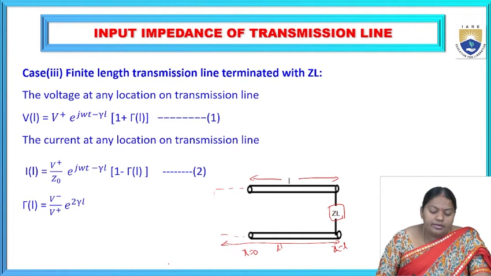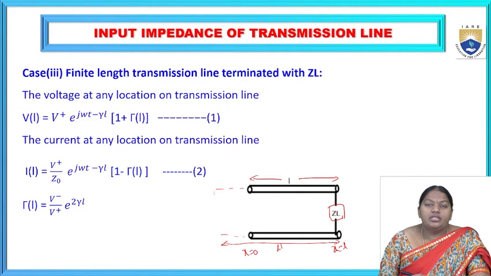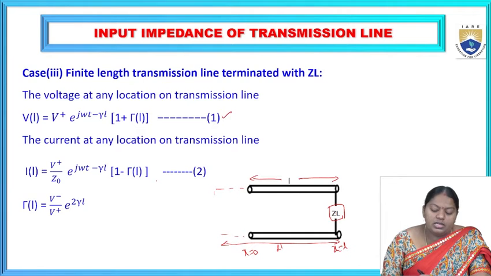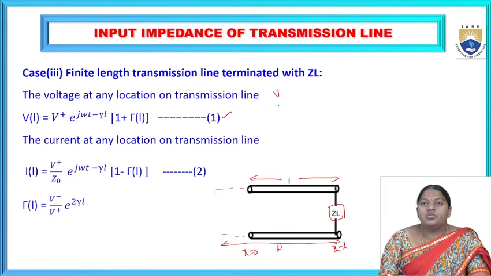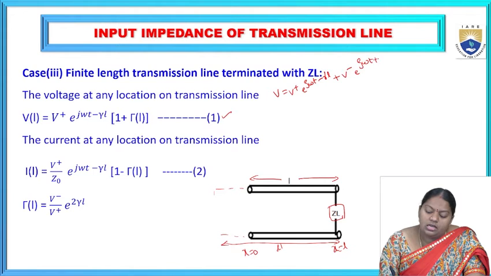In order to calculate the mathematical equation for the input impedance of a transmission line, first we are going to consider the voltage and current relations expressed for some finite length of the transmission line. The voltage at any location on the transmission line can be written in terms of the reflection coefficient as V of L, where L is the length of the finite length transmission line. V of L is equal to V plus e power j omega t minus gamma L into 1 plus gamma of L. In general, we know the solution for the transmission line equations, from which we have written the voltage equation as V plus e power j omega t minus gamma L plus V minus e power j omega t plus gamma L.